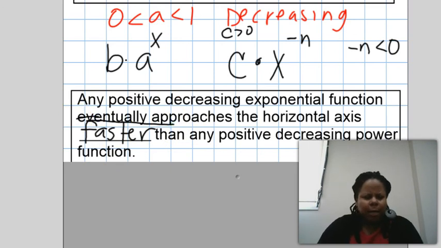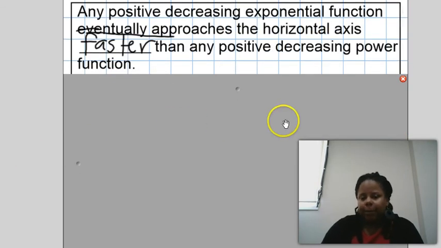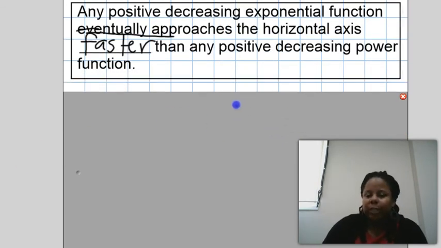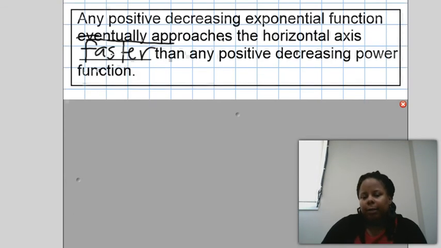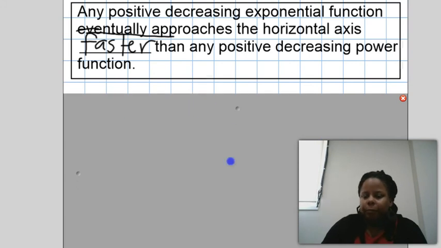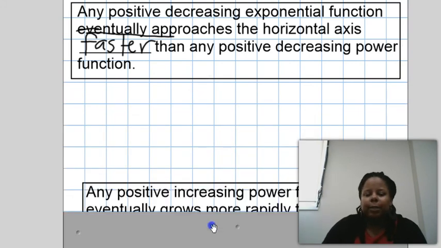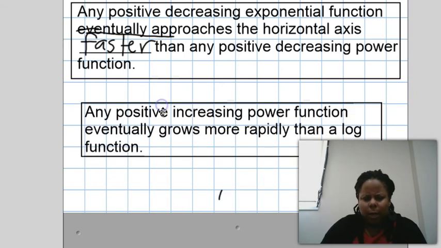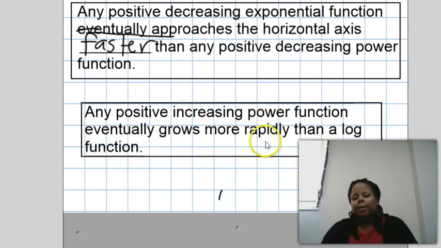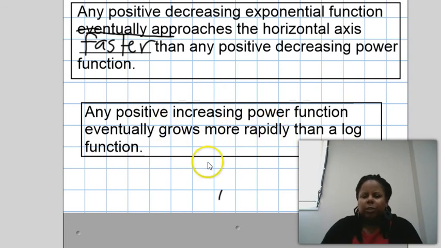Okay, that's our third statement, and you can still use the same information to prove the previous statement for increasing positive power functions, but in the interest of time I didn't show that. And then the last statement is regarding power functions and log functions, and that's a little bit different because we haven't seen log functions as well. In this case, any positive increasing power function eventually grows more rapidly than a log function.